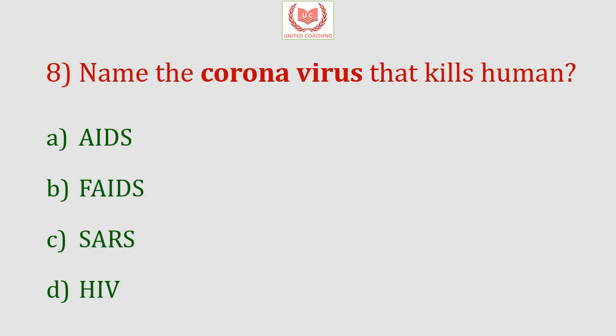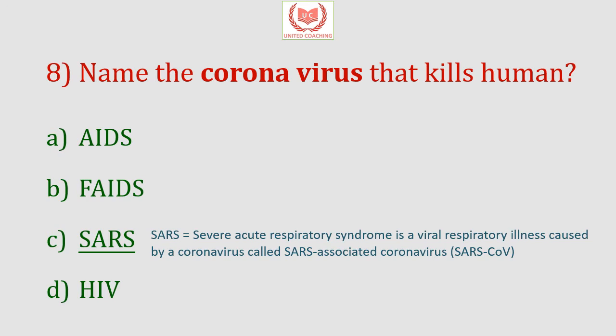Our next question is, name the coronavirus that kills humans. So is it AIDS, F-AIDS, SARS or HIV? So answer is SARS. Now SARS is severe acute respiratory syndrome, and it is a viral respiratory illness caused by a coronavirus called SARS associated coronavirus or SARS-CoV.